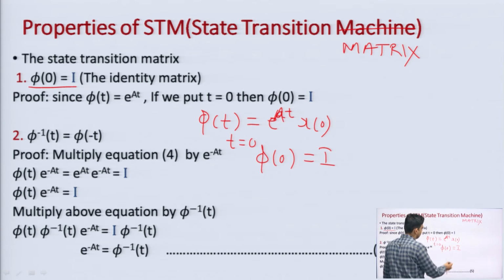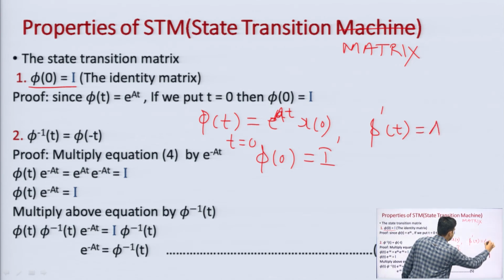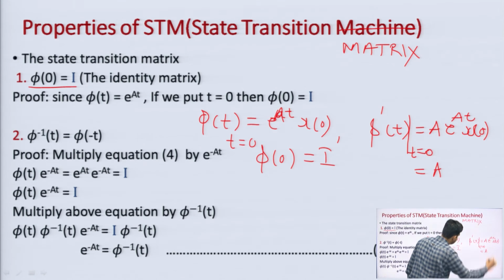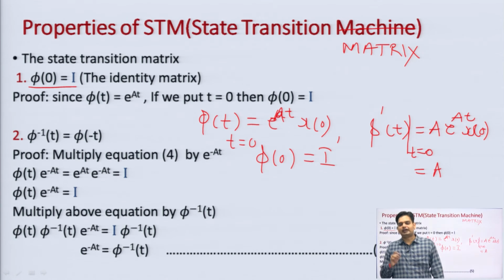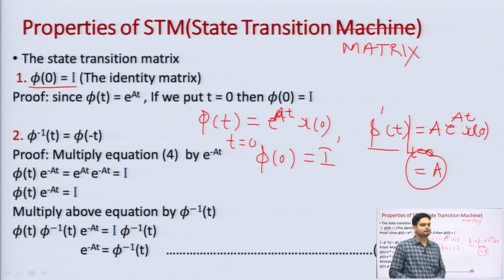In the same way, if I take the derivative, phi dash t, this gives me A times exponential e to the A t, times x 0, right. If I calculate this at time t equal to 0, this gives me the A matrix. This is again one important property. Whenever we have to obtain the A matrix, if I have the state transition matrix phi t, then I will take its derivative and obtain the state matrix A. Okay. So, these are the two important properties, they will help us in solving numericals.